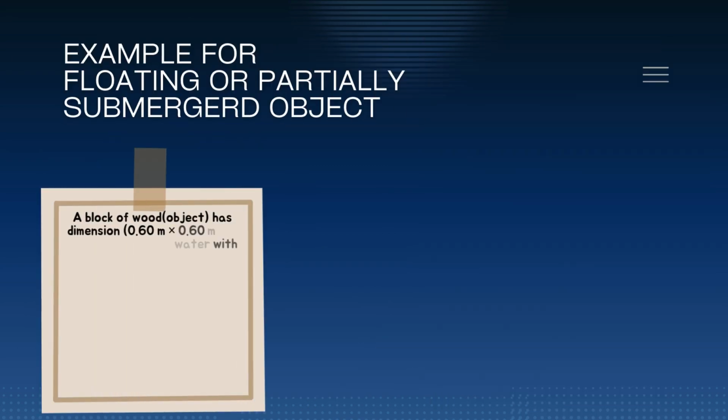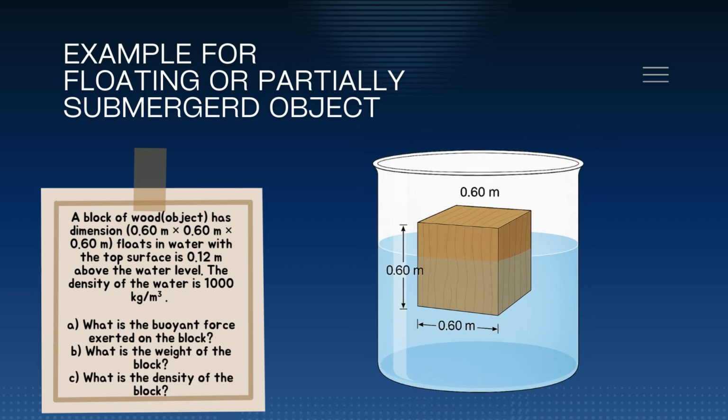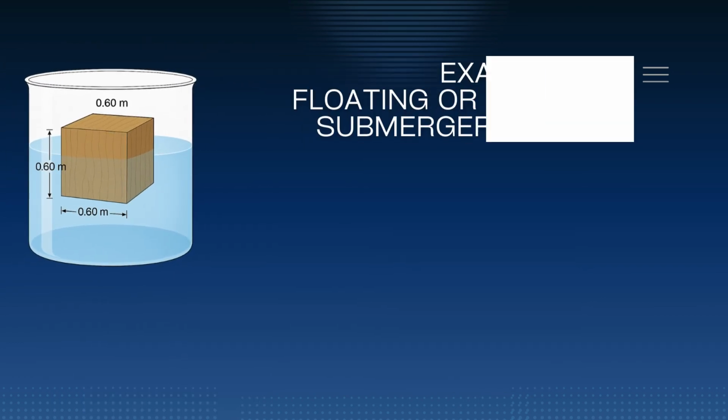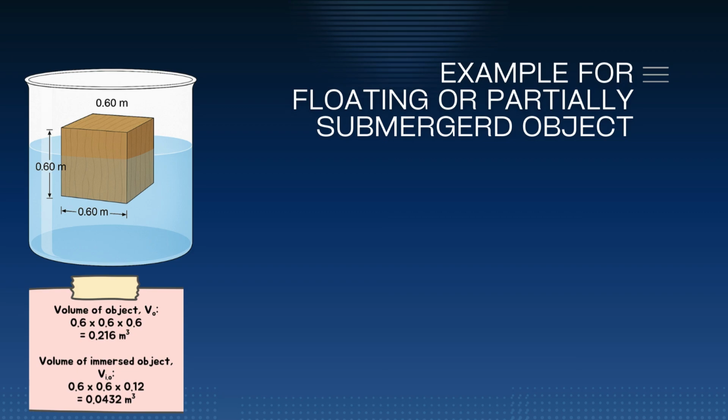Now let's apply the concept to a real example. We have a wooden block floating in water. Part of the block is above the water and part is submerged. From this situation, we are going to find the buoyant force, the weight of the block, and the density of the block. First, we calculate the volume of the object and the volume of the immersed part of the block.